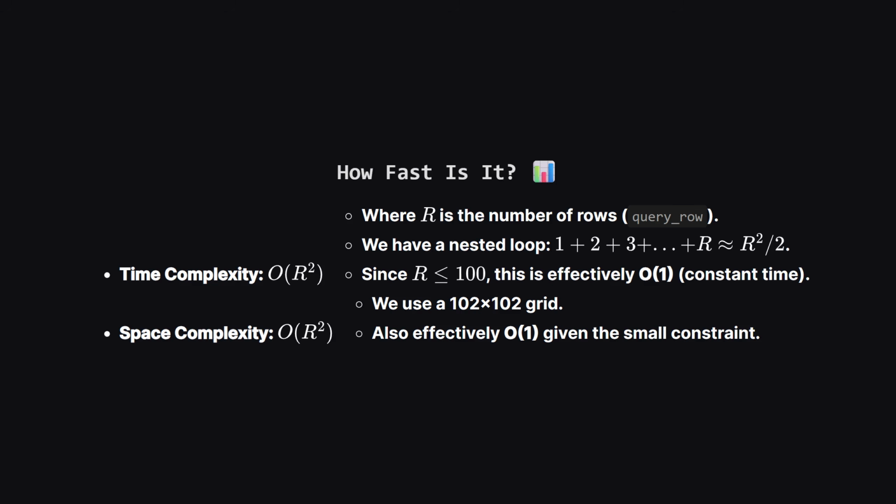Let's talk about performance. The time complexity is big O of r squared, where r is the row we are querying. This is because we visit every glass in a pyramid shape, up to that row. Since the problem limits the rows to 100, this is extremely fast, basically instant. In computational terms, since the input size is capped at a small constant number, we can even consider this big O of 1 constant time. The space complexity is also big O of r squared for the grid we created.